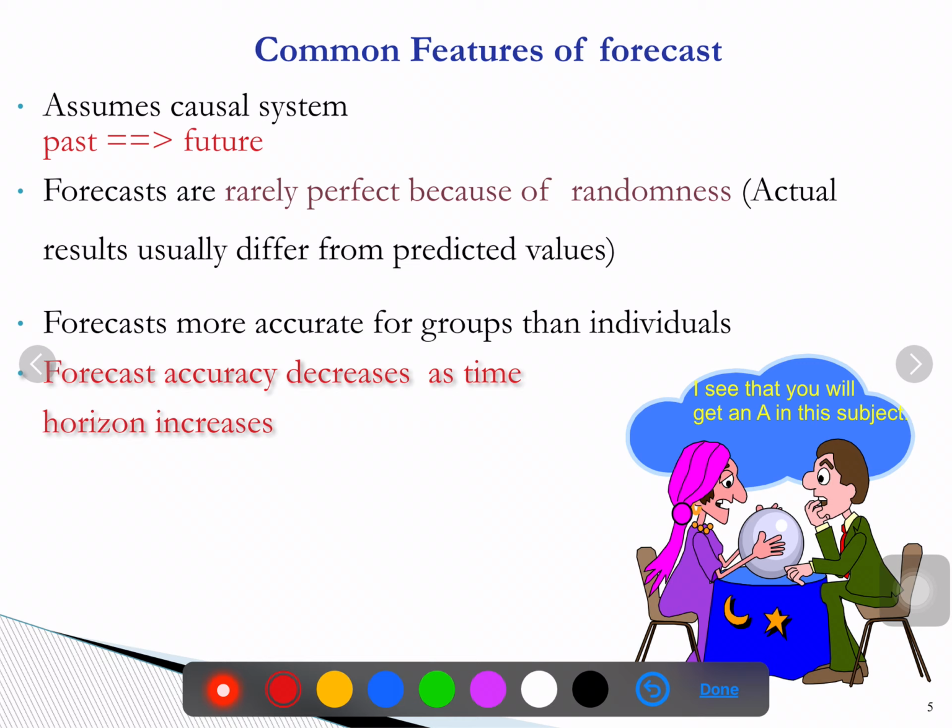Forecasts are more accurate for groups than for individuals. It's obvious: if you forecast for group activities, it is more accurate than for individual activities. And forecast accuracy decreases as the time horizon increases. When the time horizon increases, the forecast accuracy decreases.